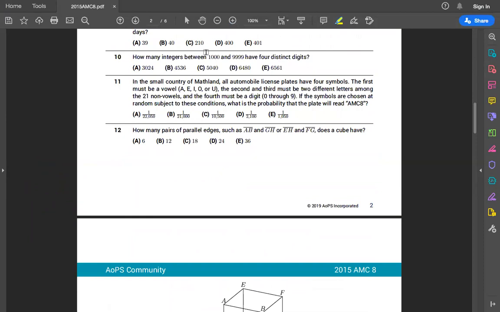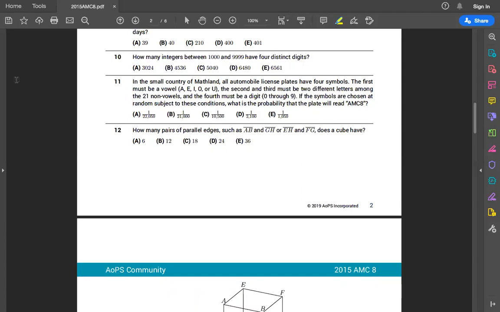All right, we want to know how many integers between 1,000 and 9,999 have 4 distinct digits. Distinct is the same as different. And we can see pretty easily that this is basically just all of the 4-digit numbers. Right, 1,000 is the smallest and 9,999 is the largest.